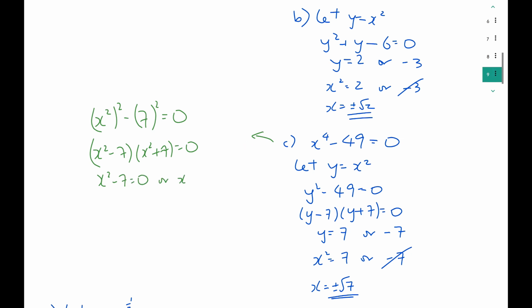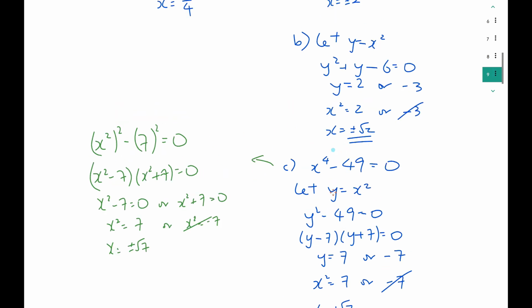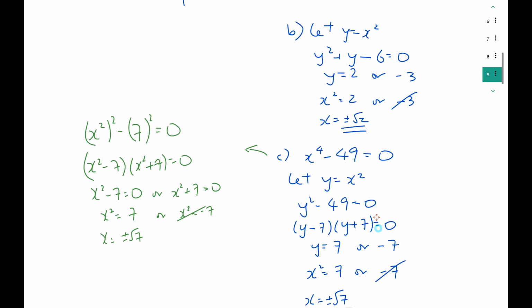Equals 0 or x squared plus 7 equals 0. So x squared equals 7 or x squared equals minus 7. We know that's not possible. So x equals plus and minus root 7. So either way works. That's basically the difference of 2 squares, but the harder one.